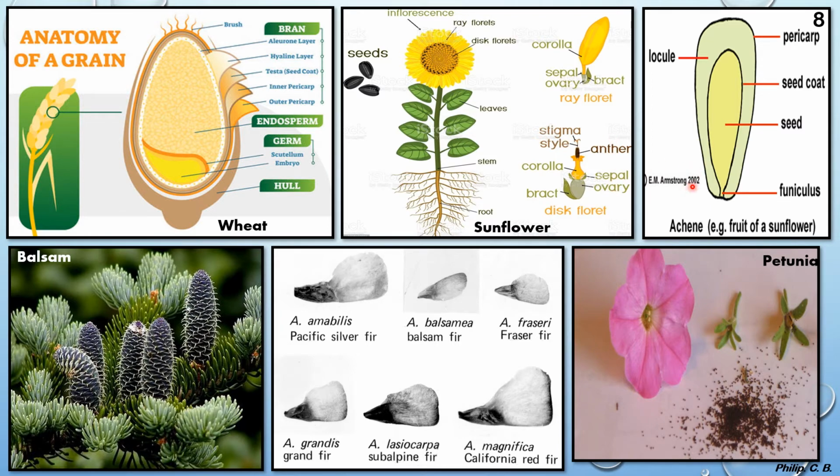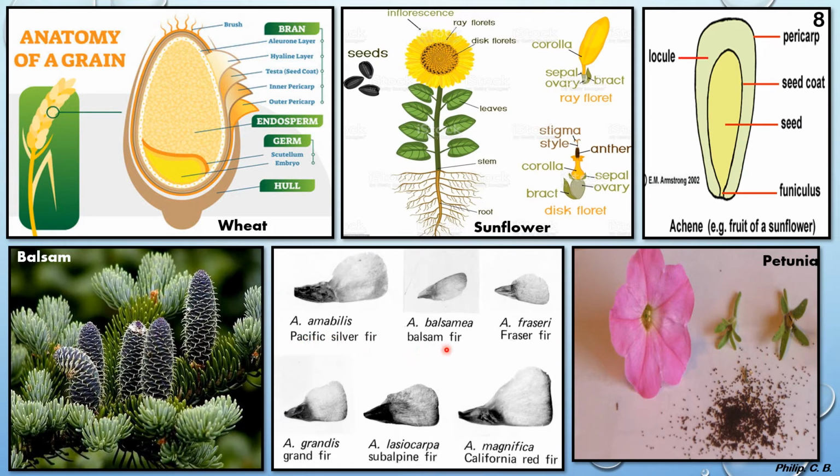Third, achene, that is a fruit of sunflower, which has locule, pericarp, seed coat, seed, and funiculus. And then petunia flower, you can see how it appears along with the seeds over here. Then the balsam, now balsam you might have seen very few in case of where it appears usually in the colder regions as such. Here you can see the different species of balsam: A.